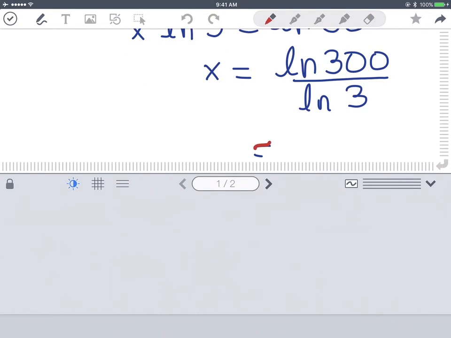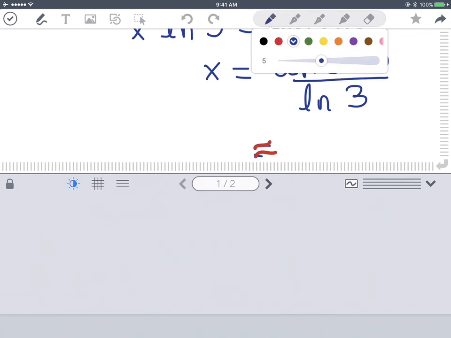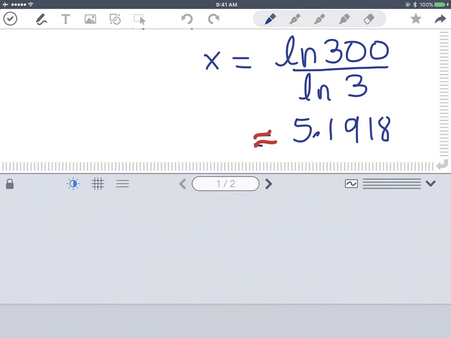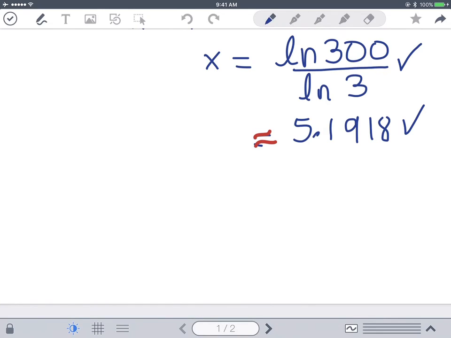approximately 5.1918. Now, we don't have a set number of decimals that we're using. If you're taking a science class, they'll tell you the correct way to practice, but for us, this is good enough. Same as before, this is called the exact form, and this is the approximate. Okay, thanks.